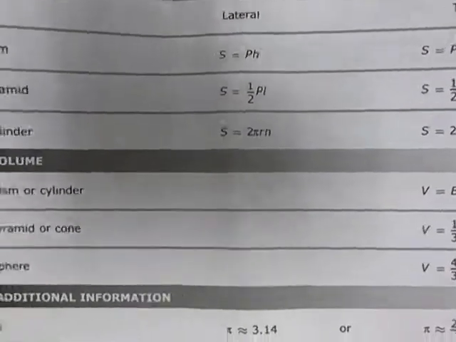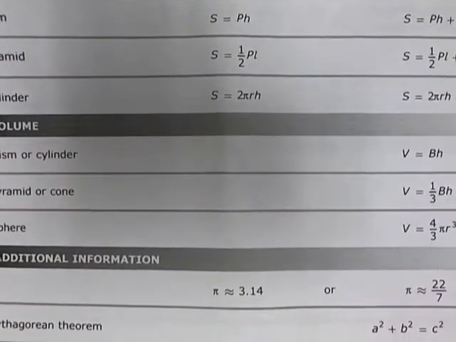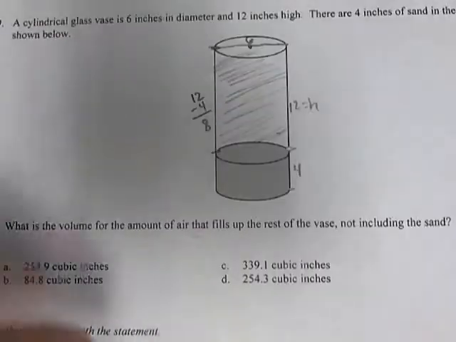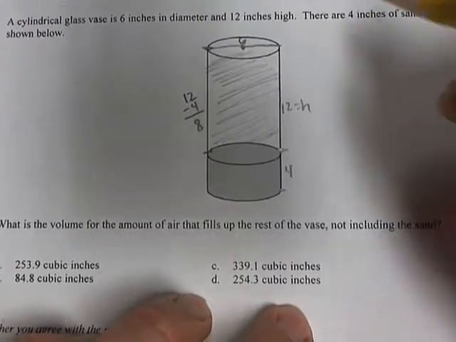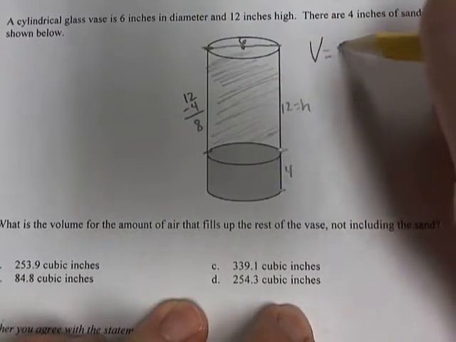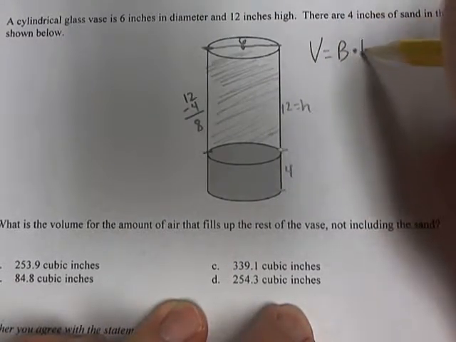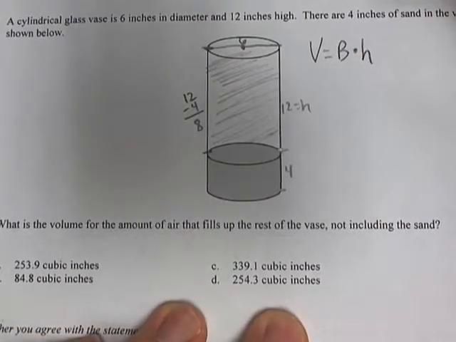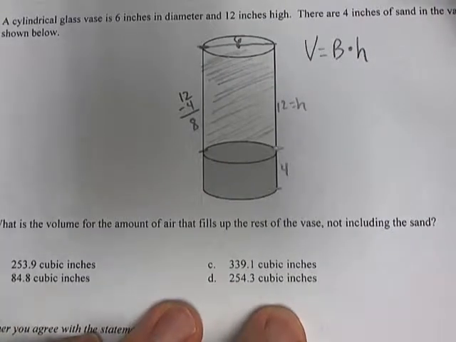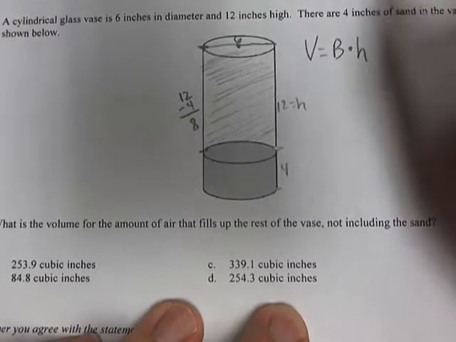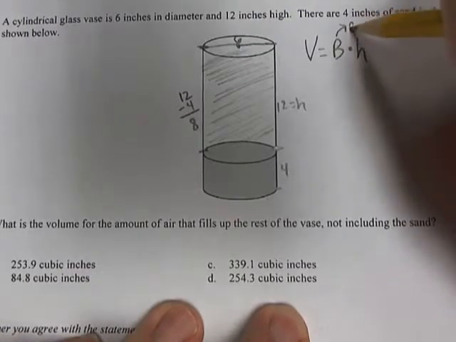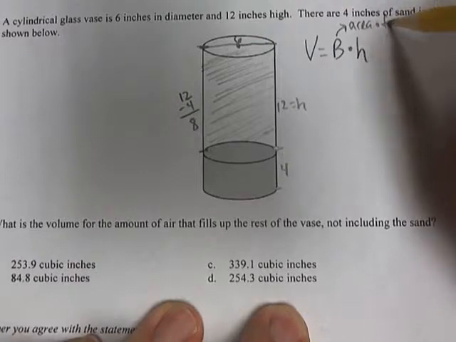So let's take out our handy math chart, and we see that it's capital B times H. So volume equals capital B times H. Well, as you know from class, I don't like capital B because it doesn't tell us anything other than we know that it stands for area of base.